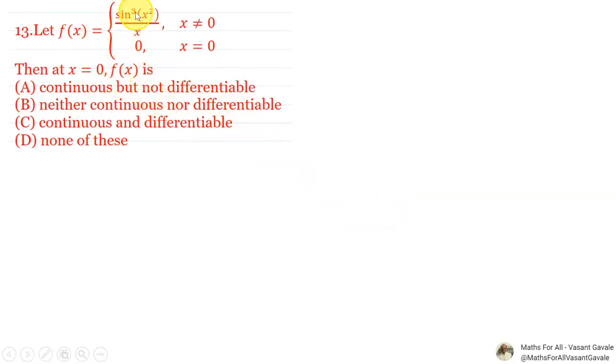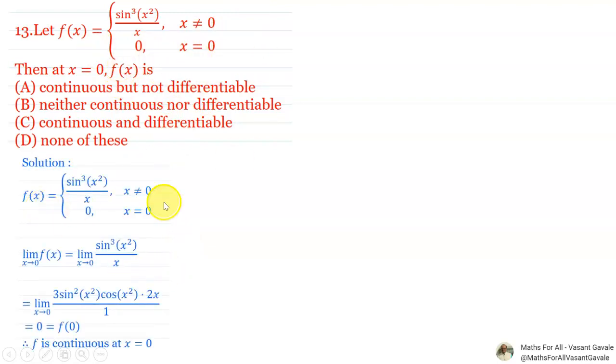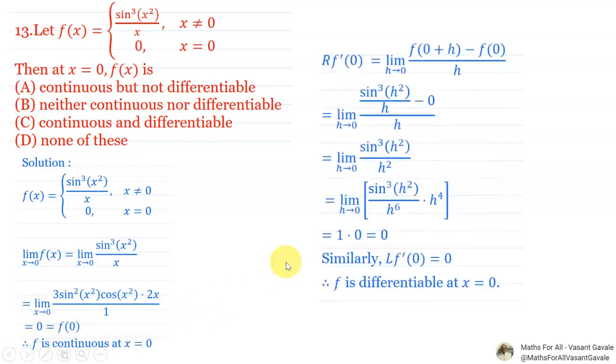Let f of x equal sin cube x square upon x for x not equal to 0, and equal to 0 for x equal to 0. Okay, this is the function. We'll take the limit as x tends to 0. Applying L'Hospital's rule: 3 times sin square x square into the derivative of sin of x square, that is cos of x square, into the derivative of x square, that is 2x, equal to 0. If the x value is 0, you will get 0, which is f of 0. Therefore f is continuous at x equal to 0.